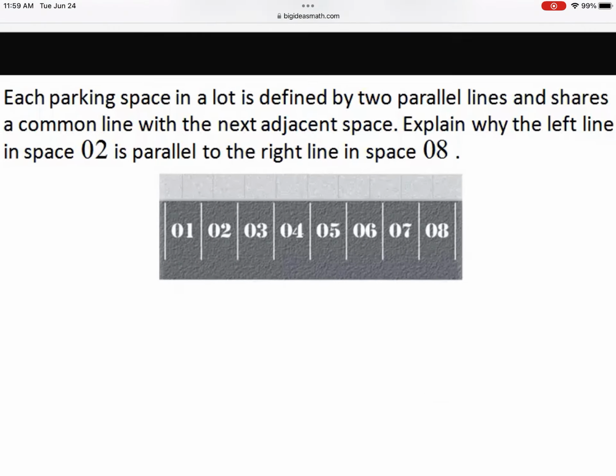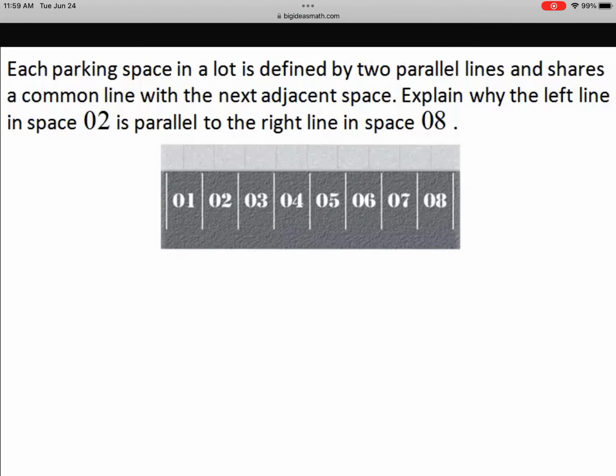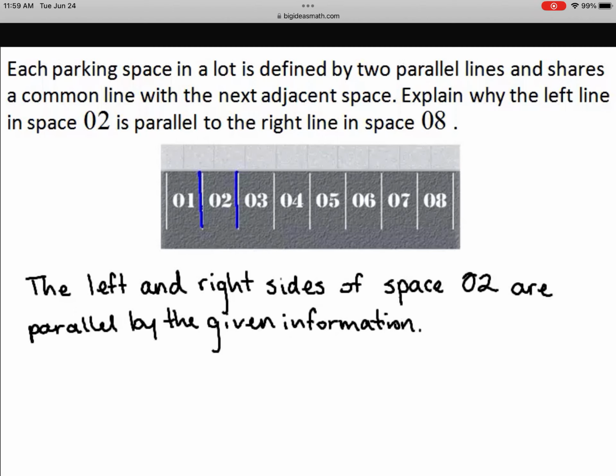Each parking space in a lot is defined by two parallel lines and shares a common line with the next adjacent space. Explain why the left line in space 2 is parallel to the right line in space 8. The left and right sides of space 2 are parallel by the given information. Then the right side of space 2 and the right side of space 3 are parallel, and the right side of space 3 and the right side of space 4 are also parallel, and so on until you get to the right side of space 8.